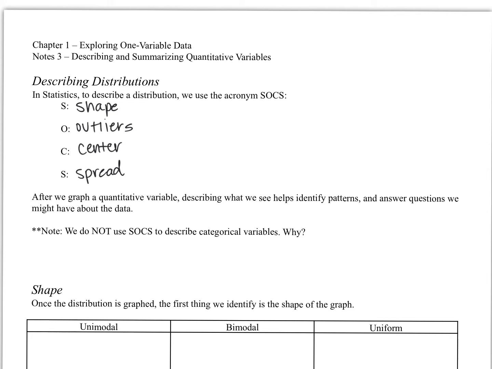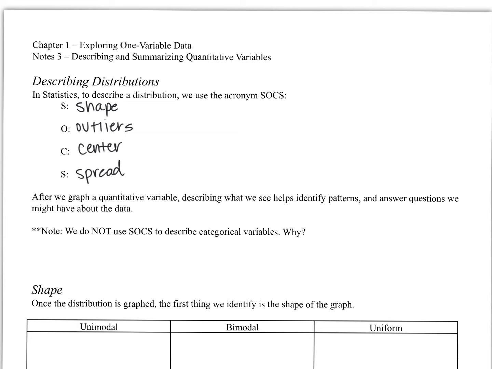Now, it is important here that the first S is shape and the last S is spread. We do look at these things in the order in which they are listed here, so it does matter where they are placed. Once we've graphed a quantitative variable, describing what we see helps identify patterns and answer questions we might have about the data.